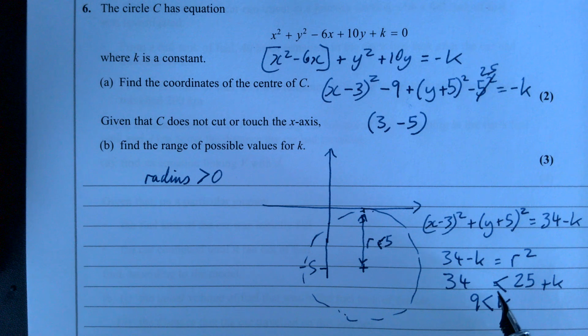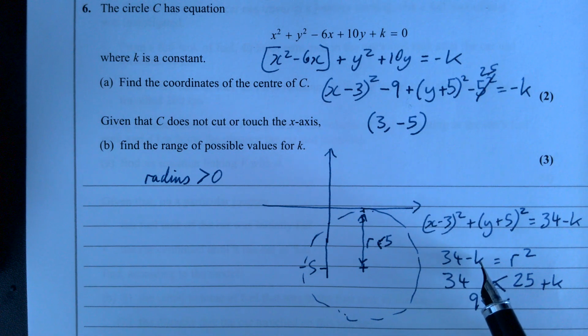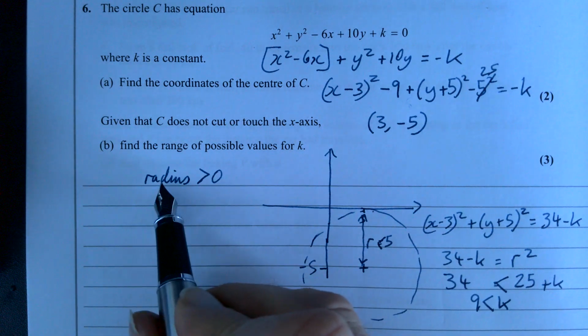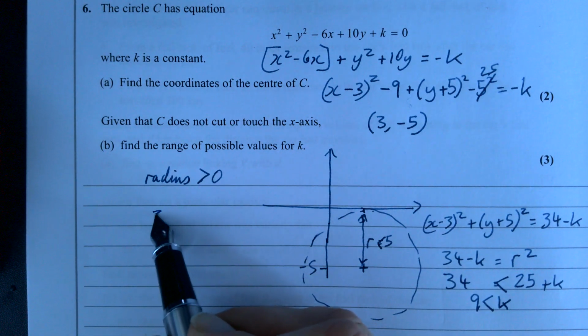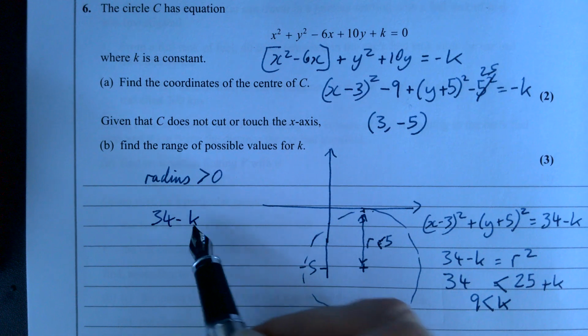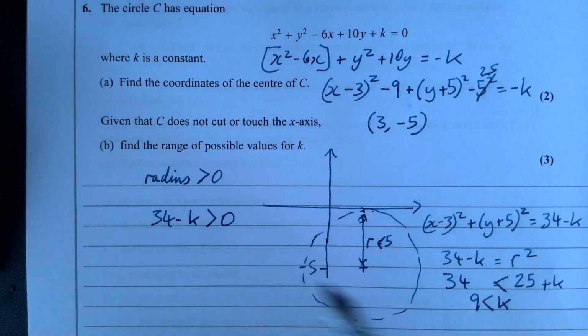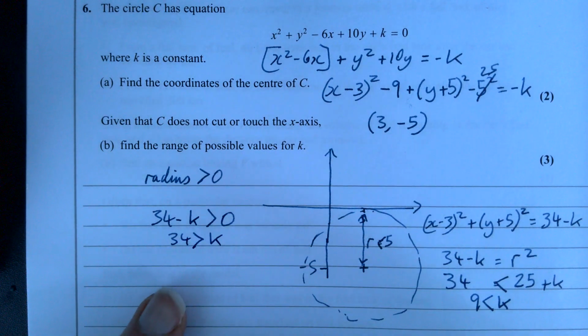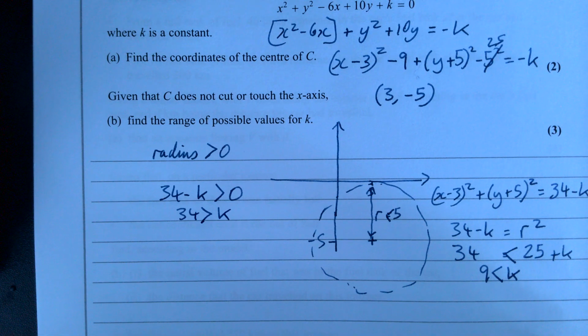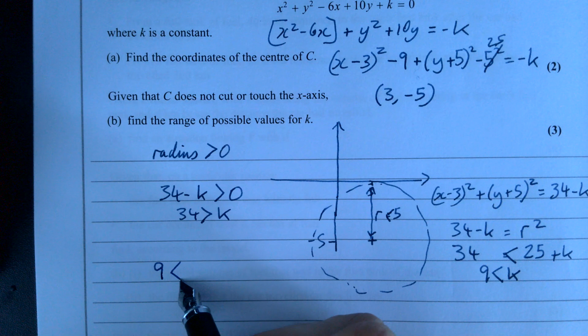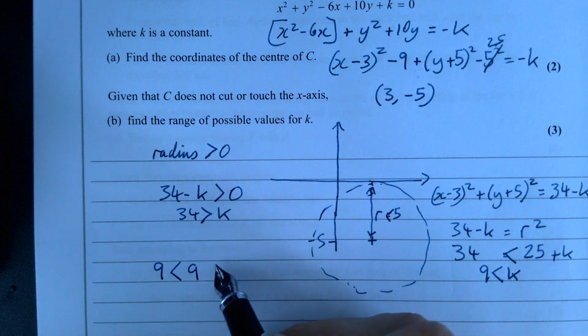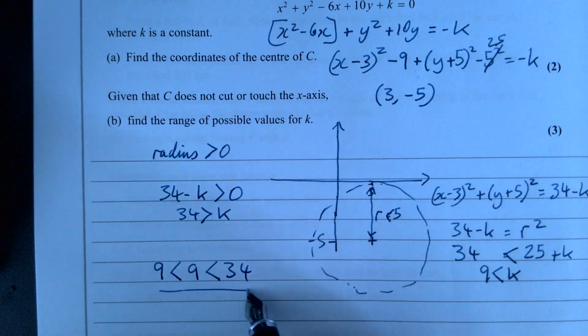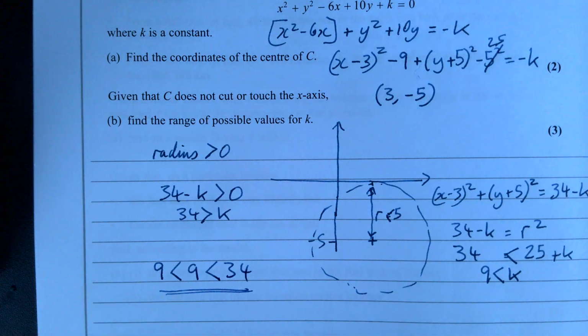But also the radius has got to be bigger than 0, hasn't it? So if the radius is bigger than 0, 34 minus k must be bigger than 0, and therefore 34 is bigger than k. So the range of possible values for k is going to be somewhere in between here, isn't it? So k is bigger than 9 and smaller than 34, and we need all of those things considered before we can get 3 marks.